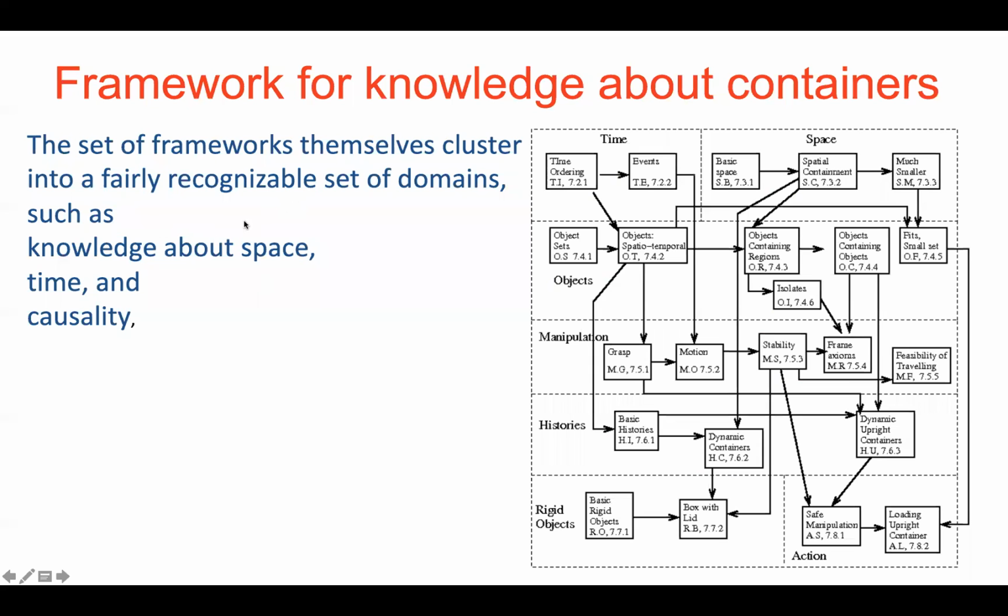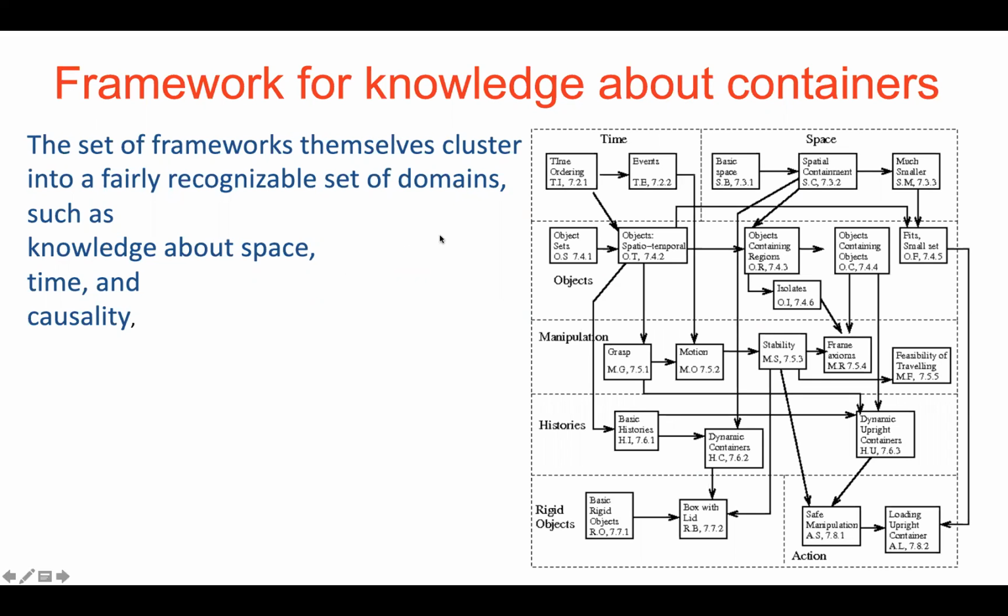The set of frameworks themselves cluster into a fairly recognizable set of domains, such as knowledge about space, time, and causality. So what kind of knowledge is it? And we are going to be saying that this knowledge should be learned. But what are the types of knowledge that we need? It says, okay, cluster them.